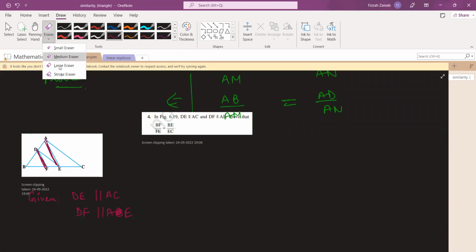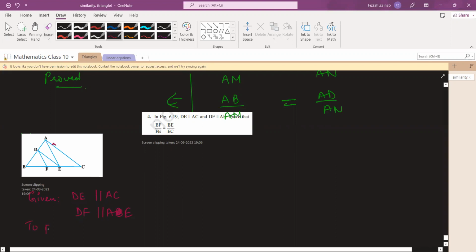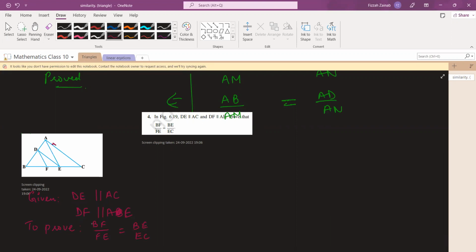So let us do it one by one. Let's take one triangle at a time. And what you have to prove, that also you write. To prove that BF upon FE is equal to BE upon EC. So you can see BF is this, right? And FE is this. That means you have to take triangle ABE, right? This triangle ABE, right?